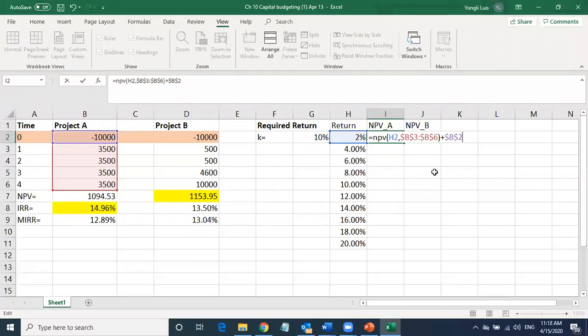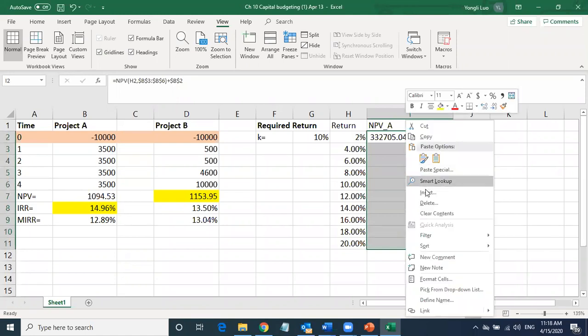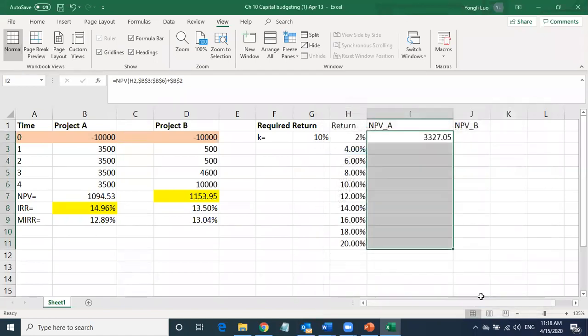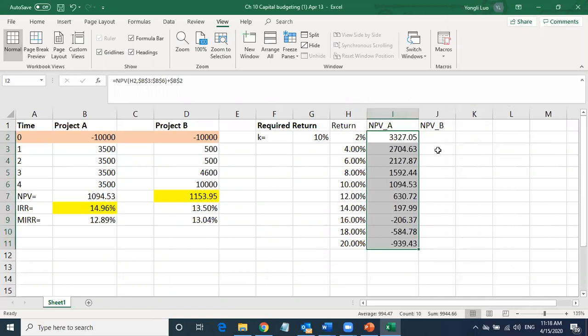I'm going to show you this profile here. Now you get the net present value. We want to make sure this is not in percent, so we format this cell as a number. Then we drag all the way down. That's project A. Again, this is the formula you're supposed to use right here: the net present value function.